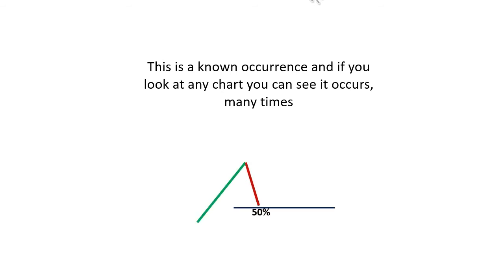Number 3. 50% area pullback, or retracement. Market price is known to retrace approximately 50% of any big move, and even in short-term moves. This is a known occurrence, and if you look at any chart, you can see it occurs many times. Therefore, we can watch for retracements to these 50% areas, as they will very often be difficult levels for market price to move beyond, and consequently, price moves back in the direction of the initial move from that 50% level.